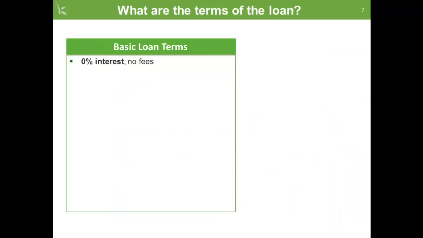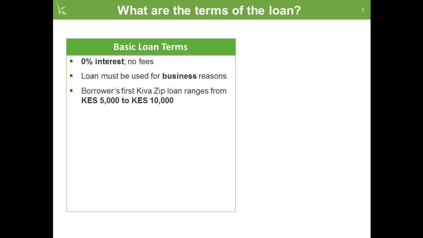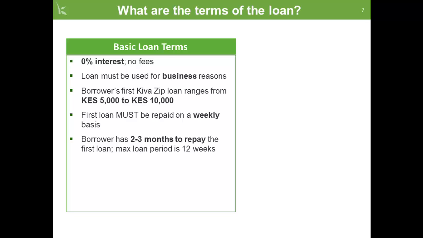So what are the terms of a Kiva Zip loan? Kiva Zip loans have 0% interest and no associated fees. They must be used for business reasons. Typically, a borrower's first loan ranges from 5,000 to 10,000 shillings. Borrowers need to repay the loan on a weekly basis over 8 to 12 weeks.